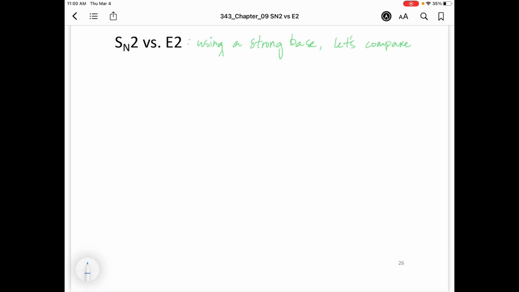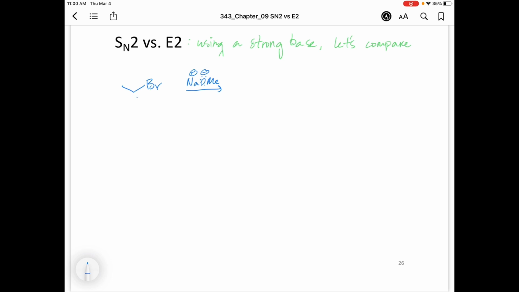All right, so let's compare different alkyl bromides. We're going to look at different alkyl bromides, and we're going to use the same strong base that we talked about on the previous slide. We're going to use a methoxide base. Ethoxide is also very similar in its basicity.